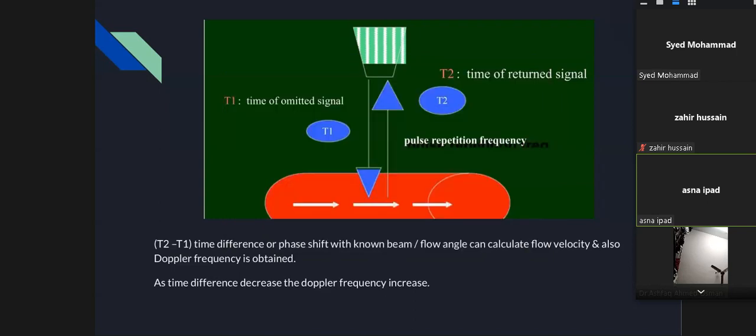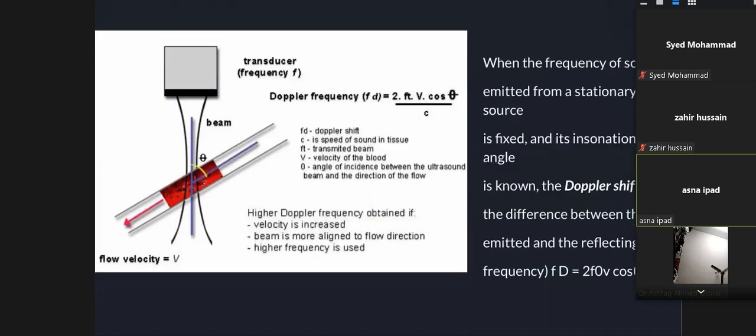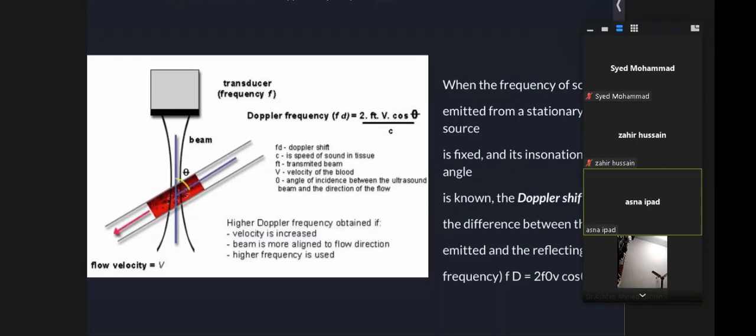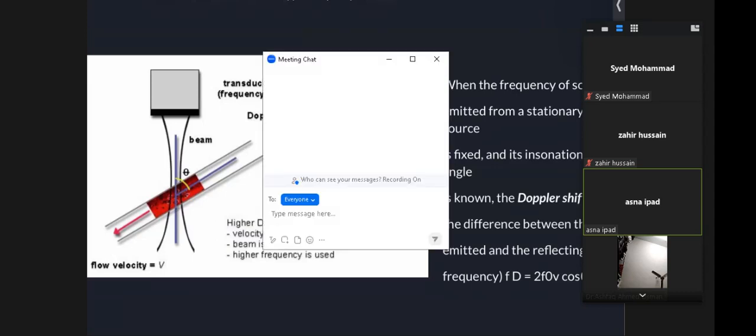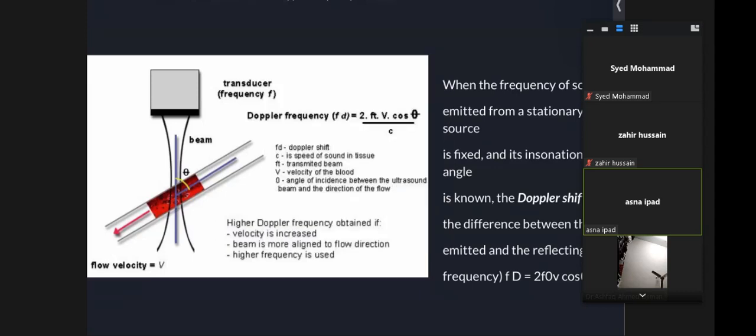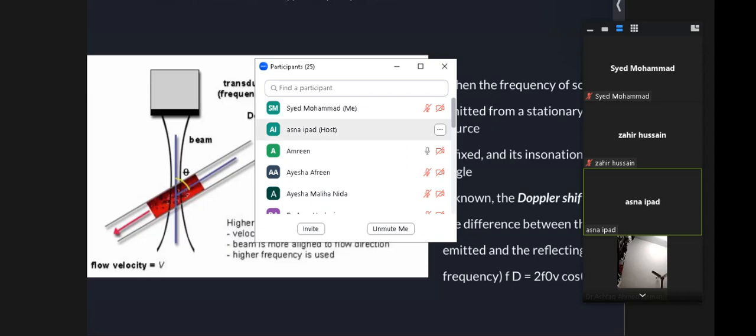Doppler frequency. As the time difference decreases, the Doppler frequency increases. So in this image, you can see the blood cell at an angle of theta with the beam. So how do you calculate Doppler frequency?